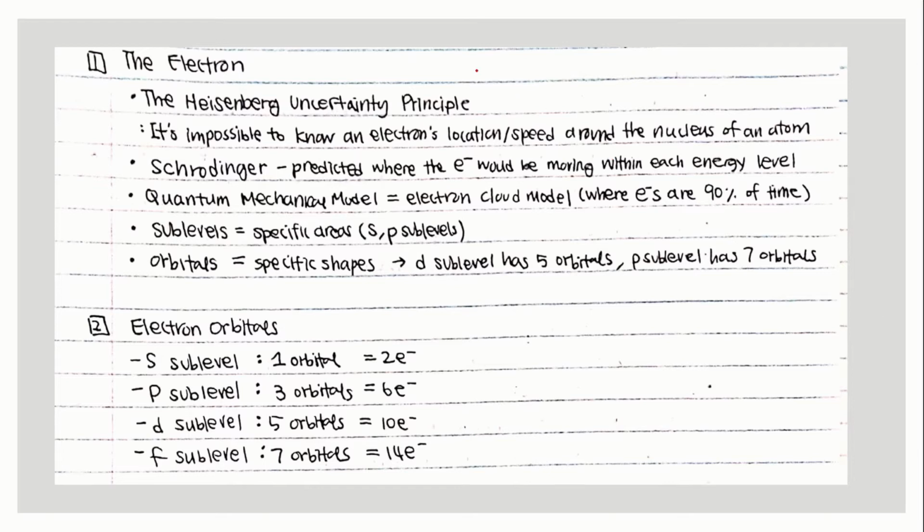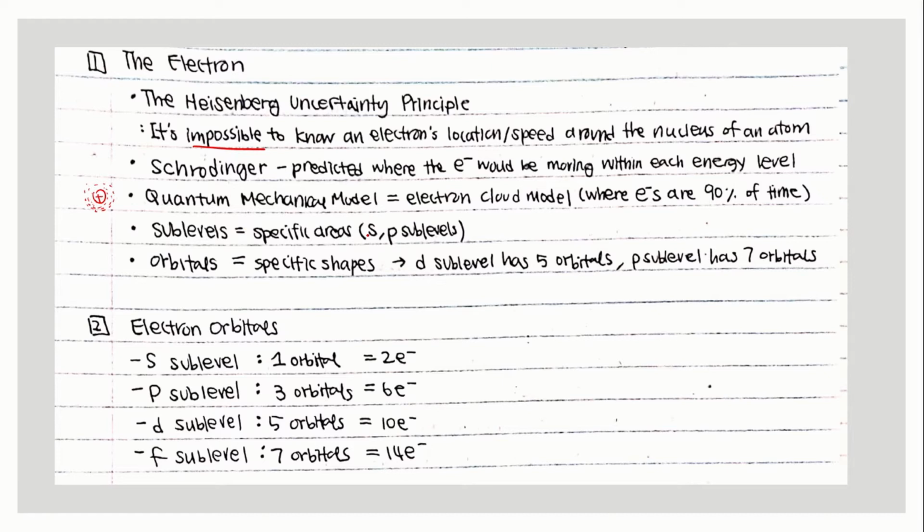The Heisenberg uncertainty principle states that it's impossible to know an electron's location or speed around the nucleus of an atom. So Schrödinger predicted where the electron would be moving within each energy level, and the quantum mechanical model is the electron cloud model, which shows where electrons are 90% of the time. So it looks like this, like dots around the nucleus, and it shows where electrons are most of the time. So you can predict where electrons are, but you cannot for sure know where they exactly are.